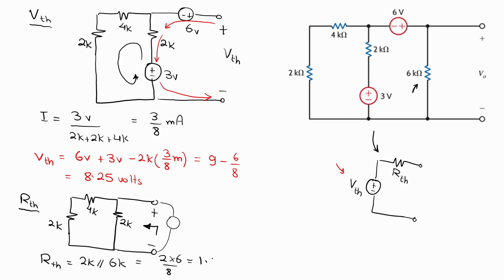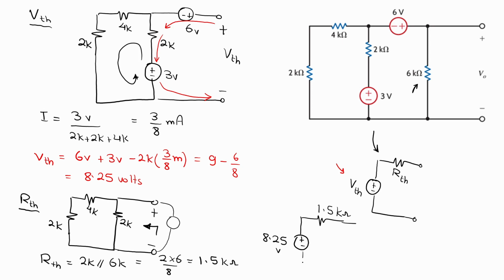This will be 1.5K. Okay, so we got our Thevenin. Now we can use these values in the equivalent circuit. So the equivalent circuit will have 8.25 volts as the voltage source, and our Thevenin resistance, as we mentioned, is 1.5K.